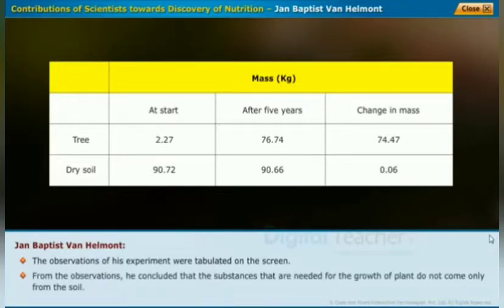From the observations, he concluded that the substances that are needed for the growth of a plant do not come only from the soil. The plant grows because of the water it acquires.